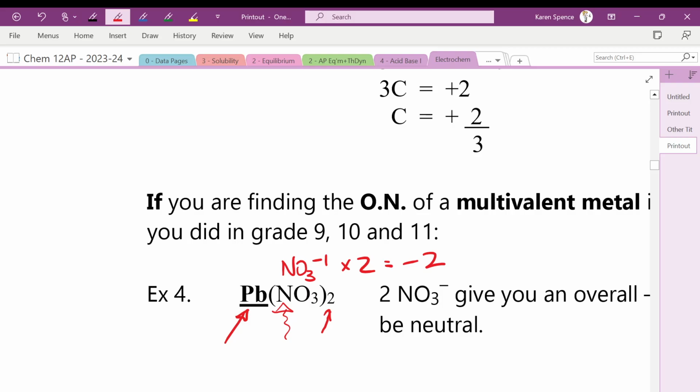So you're just going back to that stuff that you learned in grade 9, 10, 11. You're saying, oh, I know how to find the oxidation number, the charge of a multivalent metal. I just use my negative ion and there it is. Because we're doing oxidation numbers, sometimes people forget that there are easy ways of doing that. It's like, oh, there should be some fancy new grade 12 way. Nope, it's just like before.